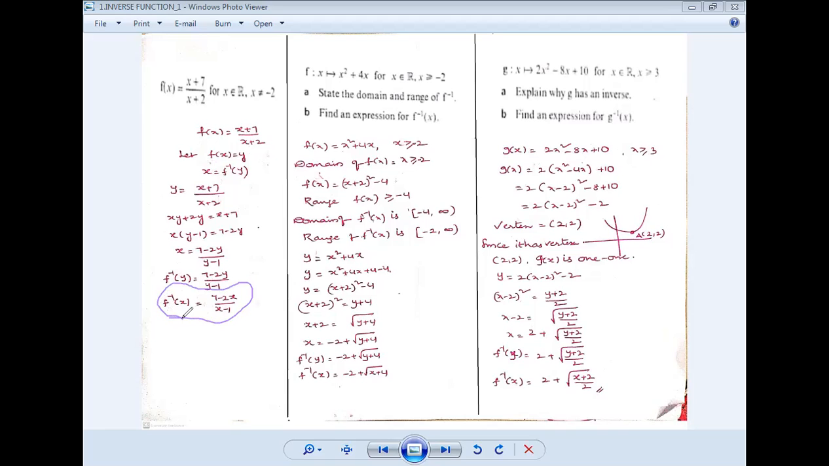Now let us do another problem. See here, f of x is equal to x square plus 4x for x belonging to R and x greater than or equal to minus 2. State the domain and range of f inverse.